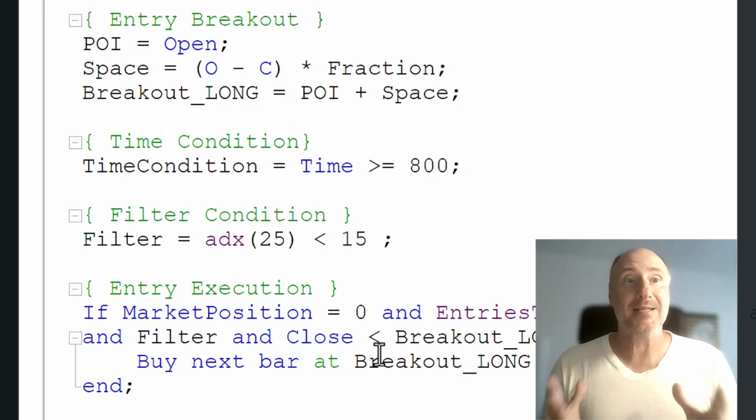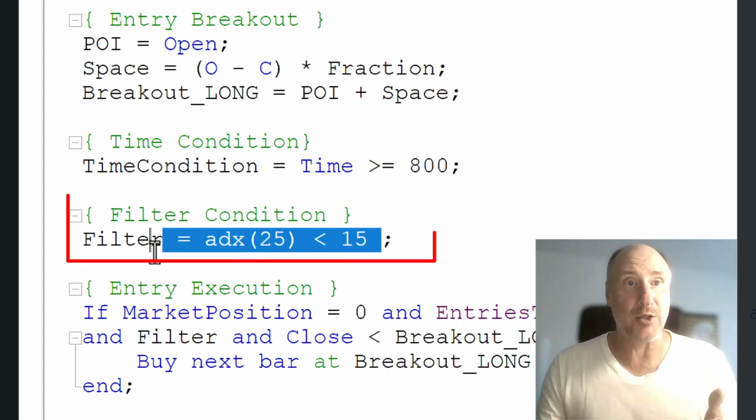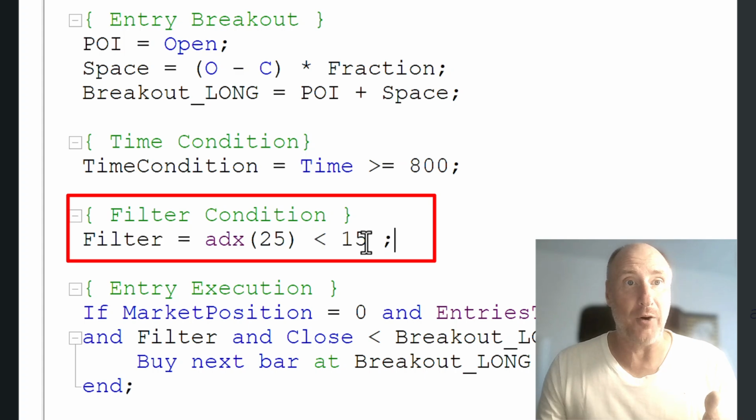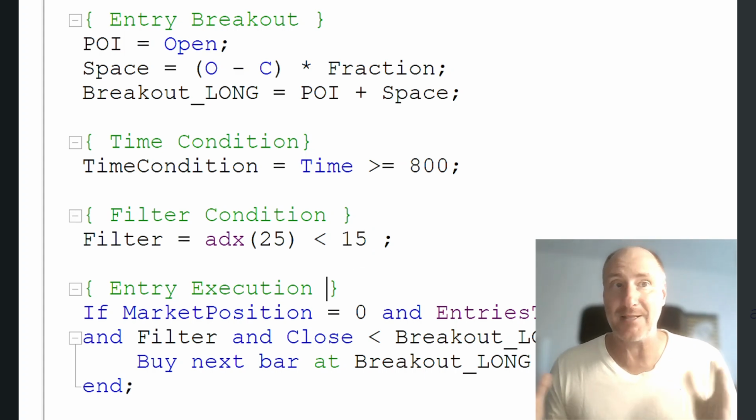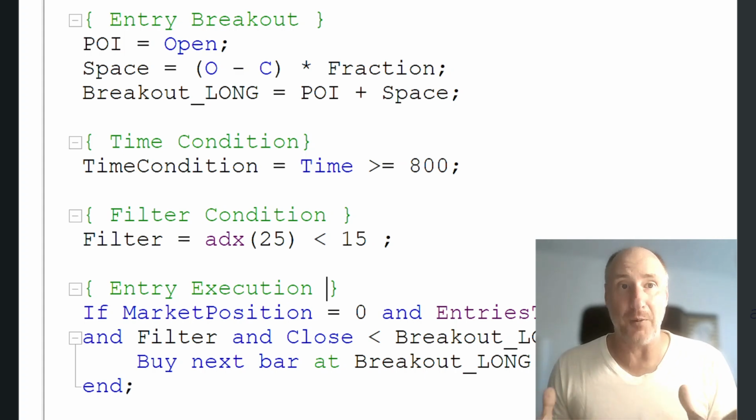Okay, one of the best ways to deploy the ADX indicator is simply to use a threshold of 15, 17.5 or 20. In this case, I will use ADX must be smaller than 15. If you don't understand what the ADX indicator is, please Google it. There is a lot of information about the ADX indicator on the internet.